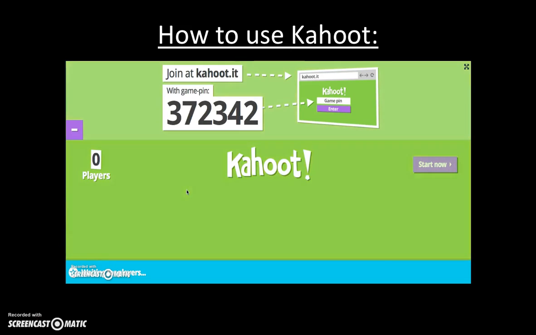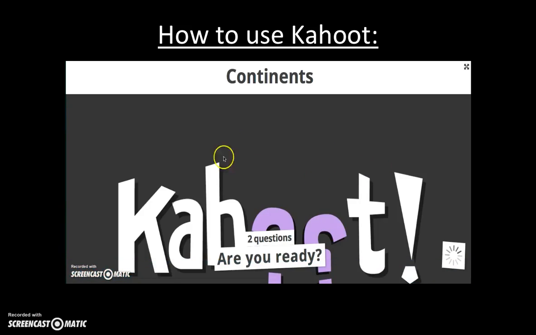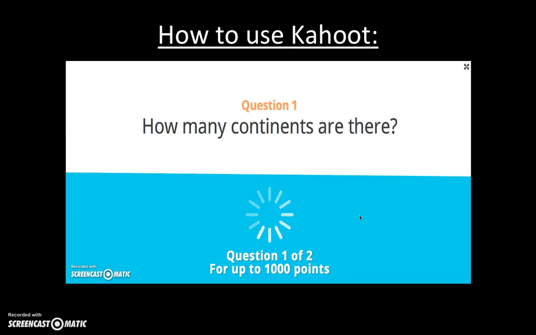Oh, I have to type my name in. So each student is going to type their name in, and then you will be entered into the classroom. So there I am. And then the teacher can click Start Now. There are 2 questions. This is where my picture would have shown up if it had uploaded, but it didn't.